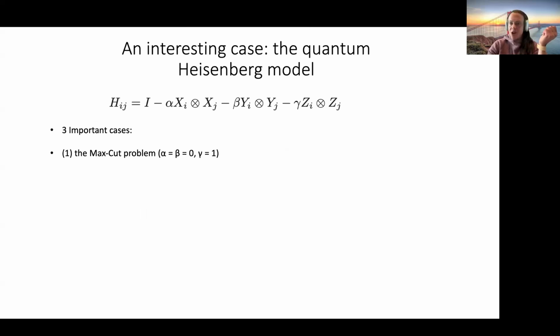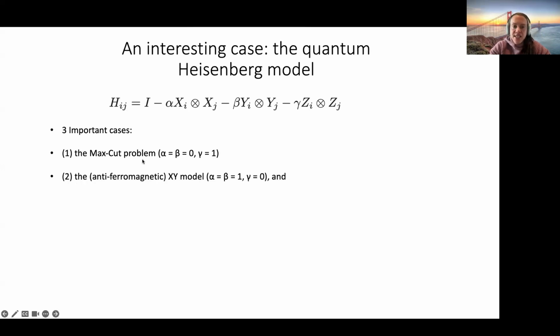The first one is the actual max-cut problem. Remember I said every CSP can be written as a local Hamiltonian where the terms are diagonal. In this case, when alpha equals beta equals 0, and gamma is 1, this becomes I minus Z_i tensor Z_j. Z is a diagonal matrix. So finding the maximum eigenvalue of this Hamiltonian is exactly the max-cut problem. The second interesting one is the antiferromagnetic XY model, where alpha and beta are 1 and gamma is 0. Important to physics, but haven't been studied so much for quantum computing and computer science. And the more general case, the antiferromagnetic Heisenberg model, which is going to be the focus of our talk, or quantum max-cut, is where everything is 1.